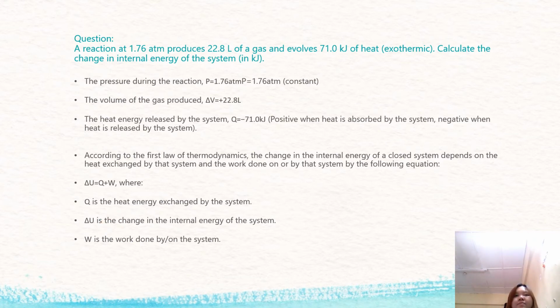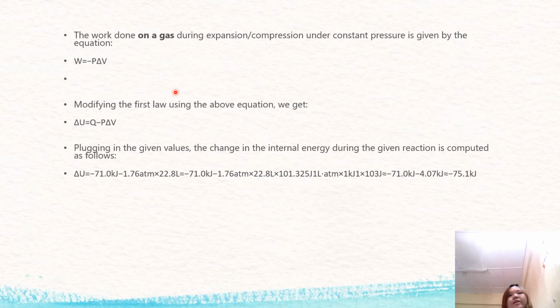So here we can know that the work done on a gas during expansion or compression under constant pressure is given by the equation W equals negative P times the change in volume. So we have to modify the first law using the above equation. We get that the change of internal energy equals Q minus pressure times the change in volume. So plugging in the given values, the change in the internal energy during the given reaction is computed as follows. So at last we'll get negative 75.1 kJ.